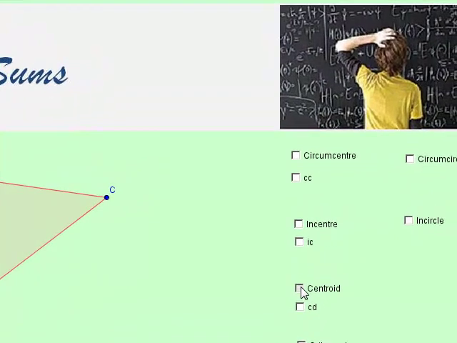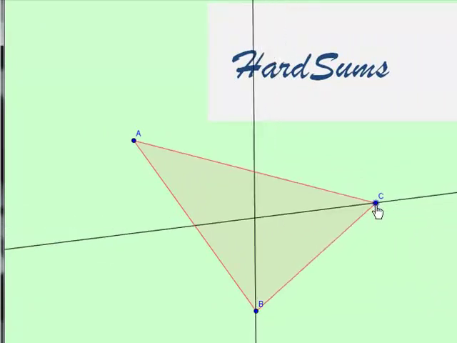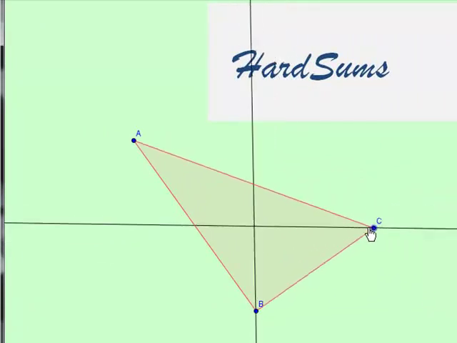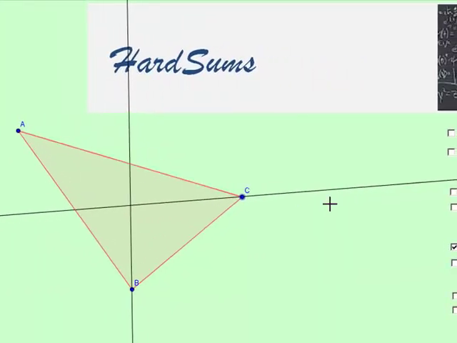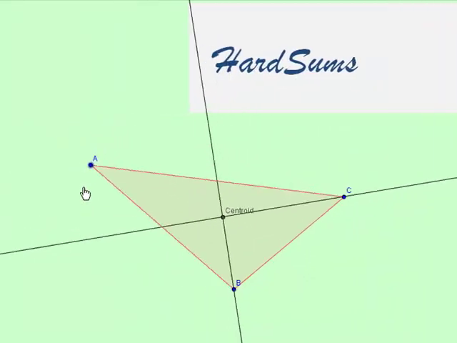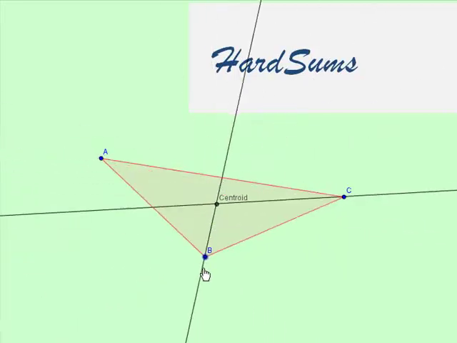The next centre is the centroid. And again, please don't get these mixed up. You can see that the centroid has to do with the intersection, sorry, it's from each vertex to the midpoint of the opposite side. So, for example, from the point C to the midpoint of AB, and also from the point B to the midpoint opposite. And where they intersect is called the centroid. Again, we can move this around. You'll notice the centroid again is always inside the triangle.